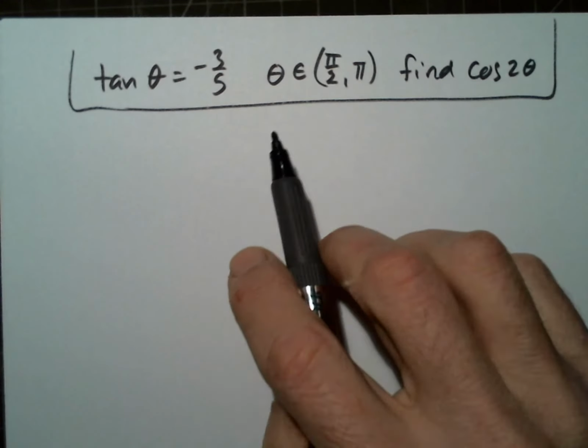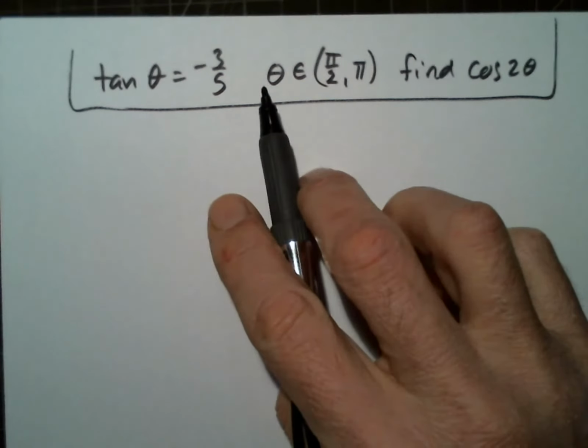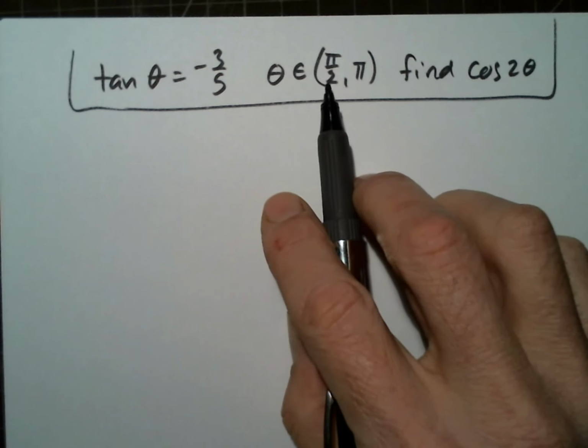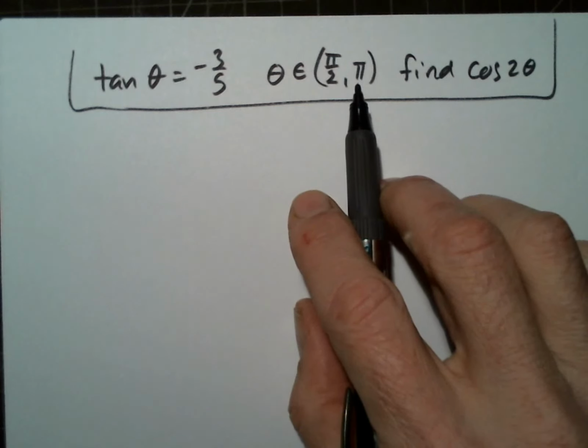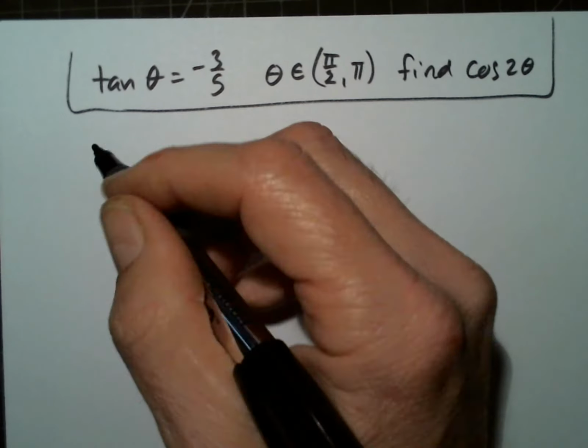Here's just a review of that notation, that theta is an element of this set from pi over 2 to pi. And pause the video and try that one on your own.